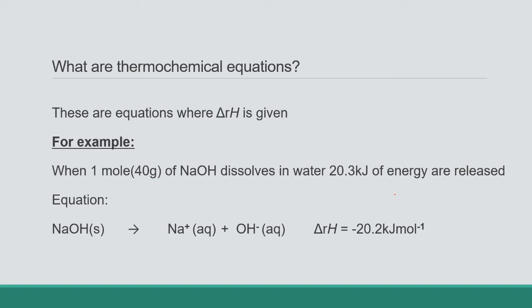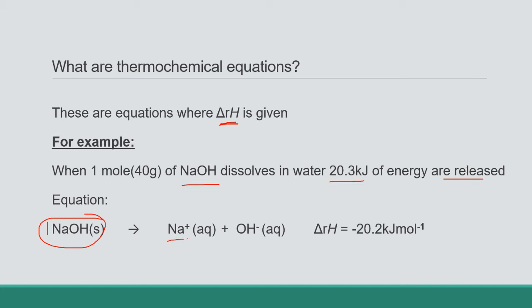Thermochemical equations are equations where the change in enthalpy, or the change in heat, is given. For example, when 1 mole of sodium hydroxide dissolves in water, 20.3 kilojoules of energy is released. So the equation for that is, remember there's a 1 implied there, 1 mole of sodium hydroxide solid reacts and dissolves in water. There's so much water, we just leave the water out of dissolving equations.